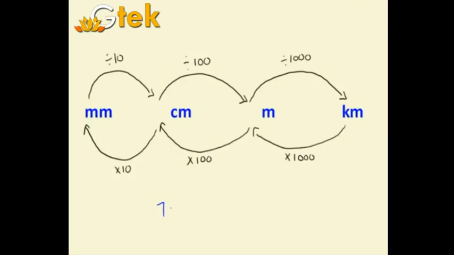Now I am going to take 7 meter and I have to convert it into kilometer. So meter to kilometer, I have to divide 7 by 1000, right? Dividing by 1000 is my basic idea for converting my meter value into kilometer. So what I have to do is 7 divided by 1000, right?